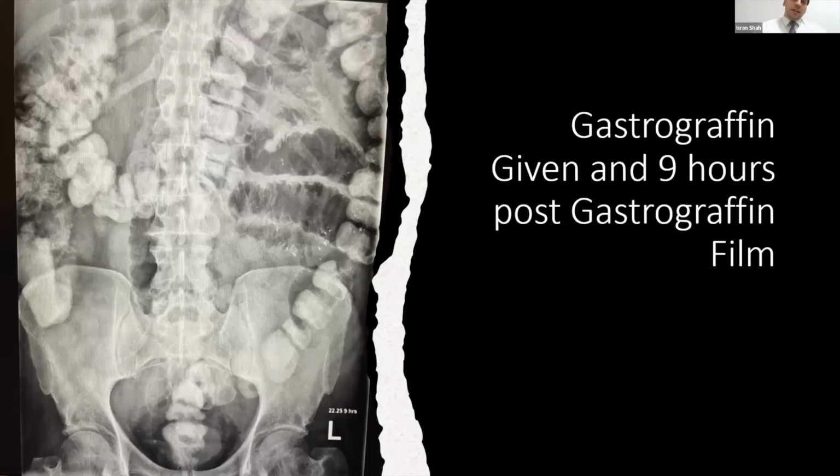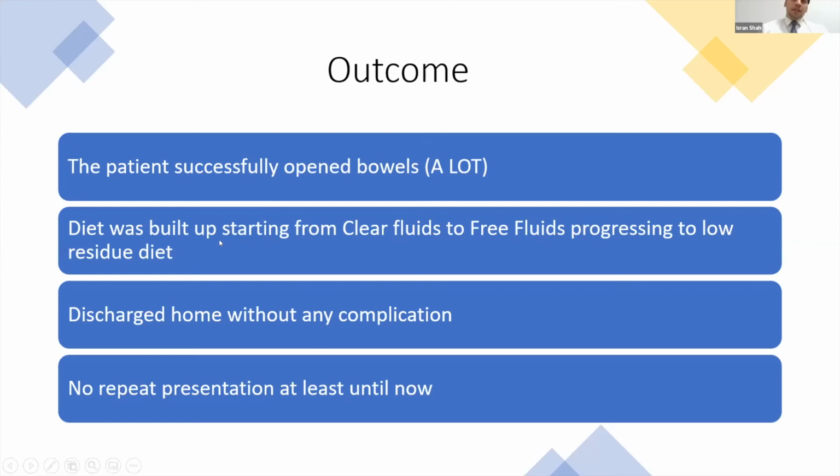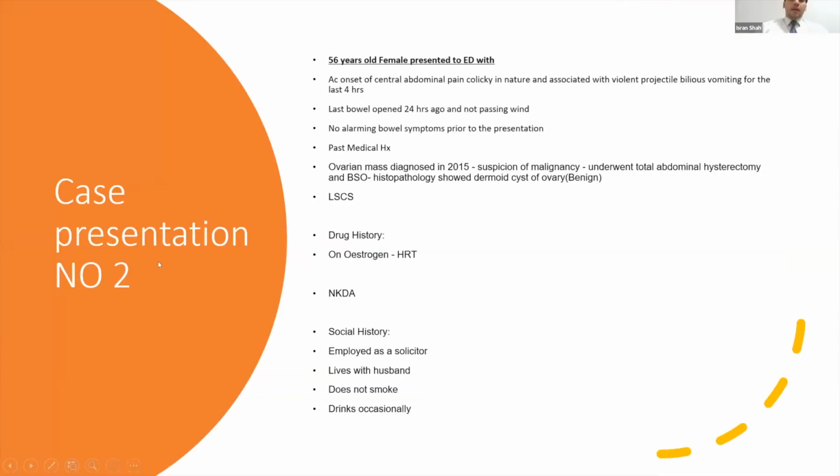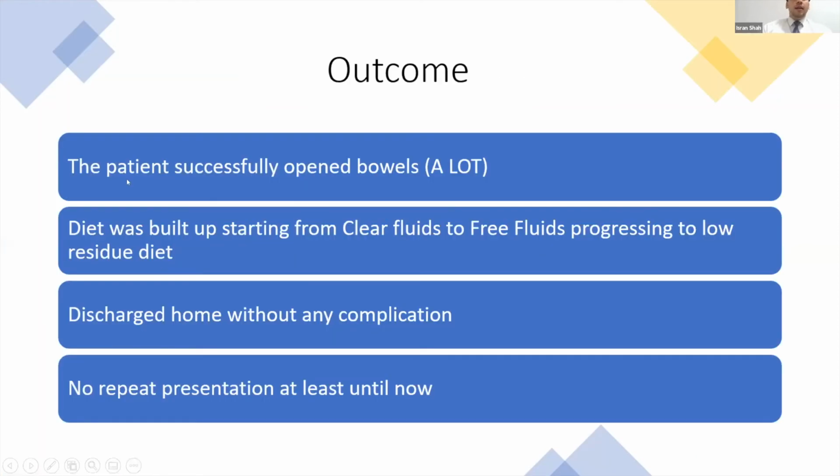And as you can see, this is a 9 hours post-gastrografin image. You can trace the gastrografin all the way back down to the rectum. So the patient had opened the bowels successfully the next day.